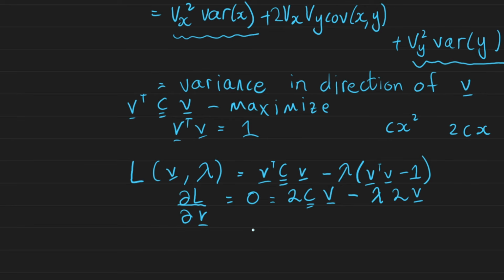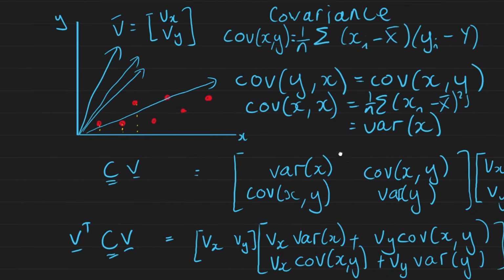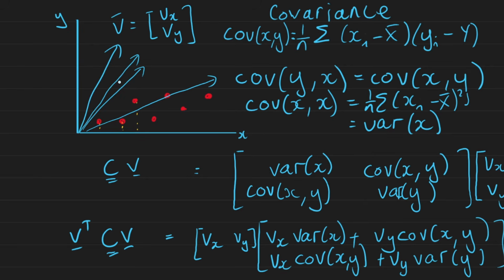So when we solve this, we find that this covariance matrix times v is equal to lambda times v. And what does this look like? Well, this looks like the eigenvector equation. I had done a video previously about eigenvectors as well, and I showed how this equation comes about. But we can see that when we solve this particular equation, we get the eigenvector equation. So what does this mean? This means that if we go back to our plot and try to identify the direction which has the most variance, we're going to find that it's going to be the eigenvector.